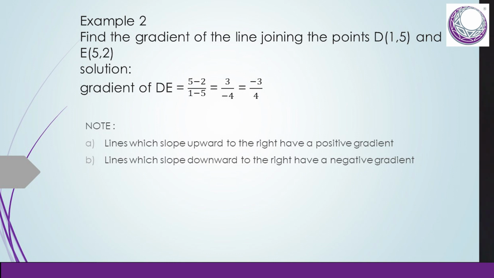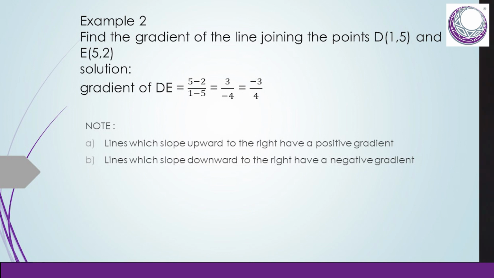Now one may wonder, why is the negative now on the numerator? It's no longer on the denominator, because the 3 is positive and the 4 is negative. So a positive divided by a negative gives me a negative. That's why the negative is now on the 3, and sometimes the negative can be in line with the division line, and therefore the gradient of this line is negative 3 over 4.